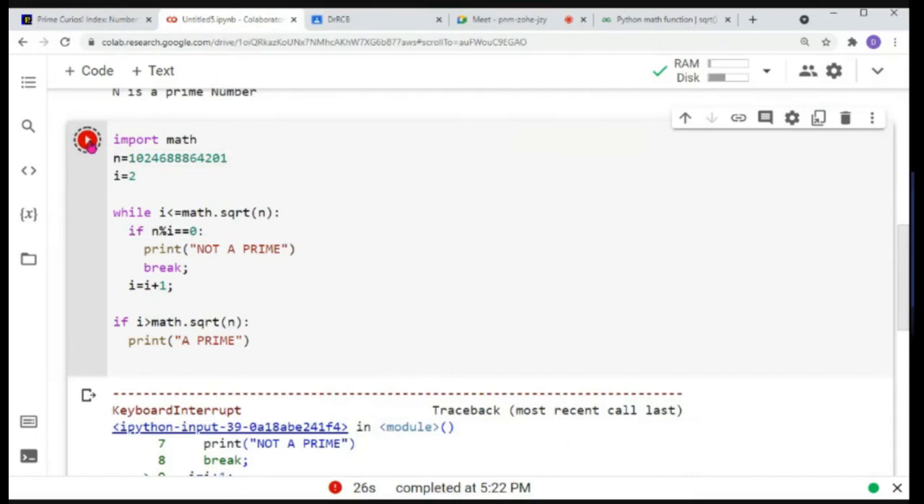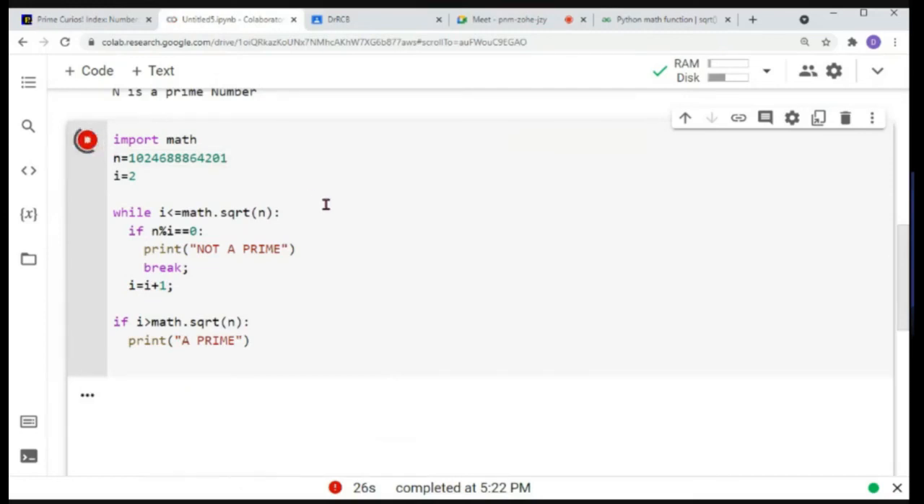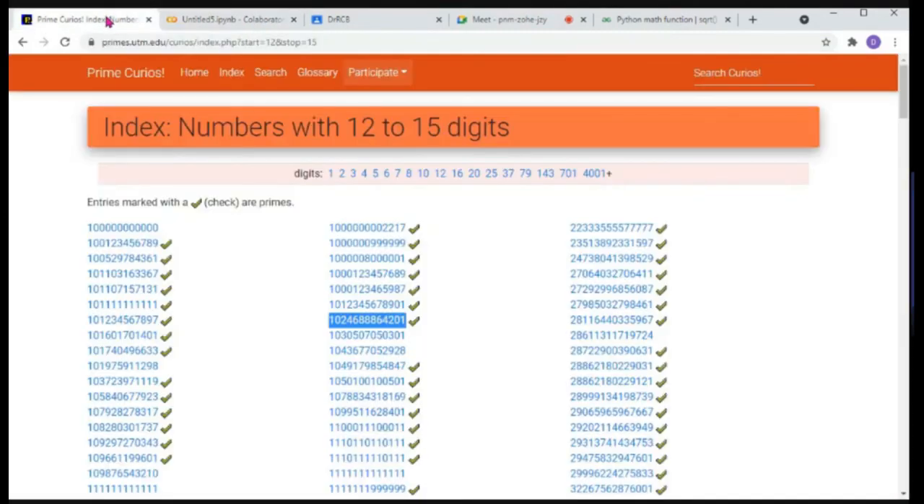Let's see how much time it takes. It's fast. 13 digits is okay. So maybe a 14 digit number. 1, 2, 3, 4, 5, 6, 7, 8, 9, 10, 11, 12, 13, 14. This is a 14 digit number. How much time does it take?